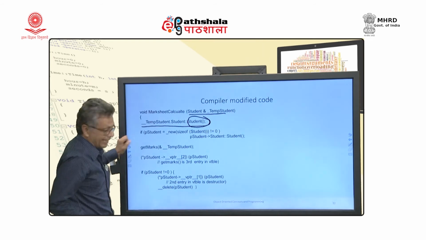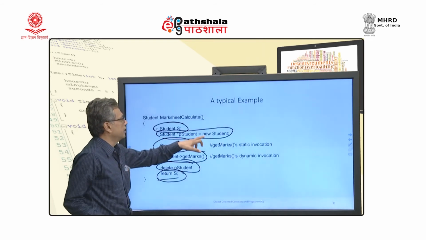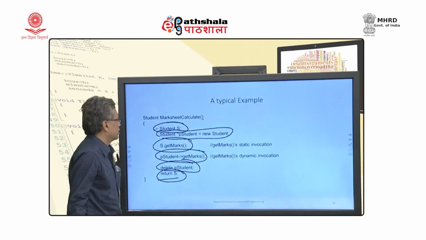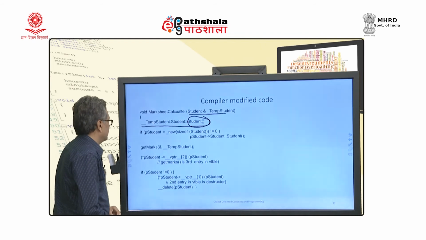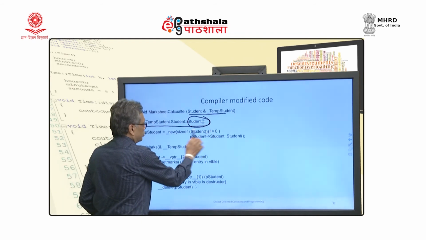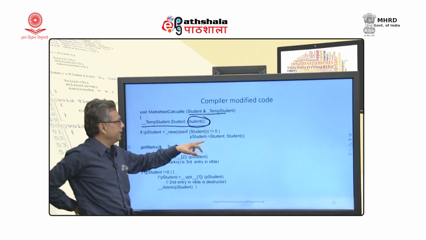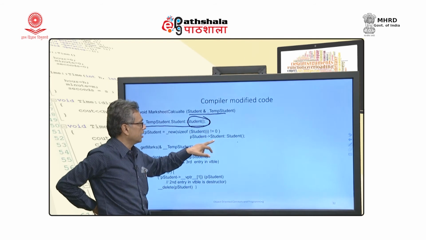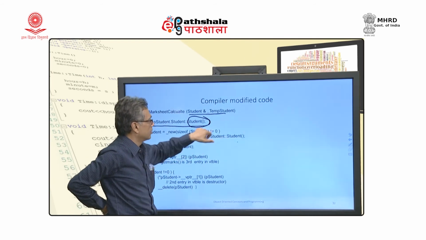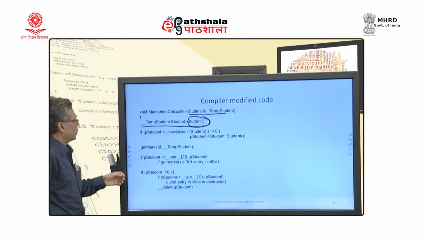Now, the second statement is this: student star p student equal to new student. Now, this new student is a dynamic case. So, what will it do? If the size of student is not equal to 0, so this new is successful, then it will call the p student constructor, will find out the object where p student is pointing to, and then obviously constructs that object by calling the constructor.